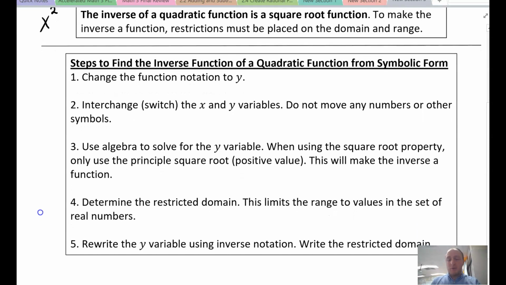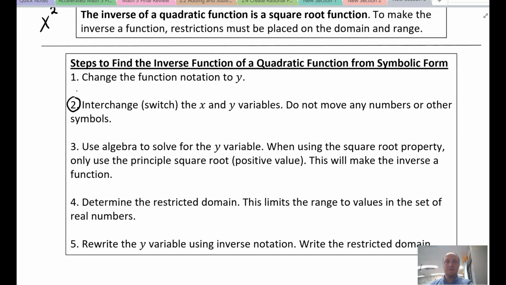Just to recap the steps in general: step 1, change the function notation to y. You go from f of x or g of x and make it into an equation with x and y. After we've done that, how do I find the inverse? Switch your x and your y. That's step 2, switch your x and y. Here's the main key idea about inverses. Then step 3, you're going to use algebra to solve for the y variable.